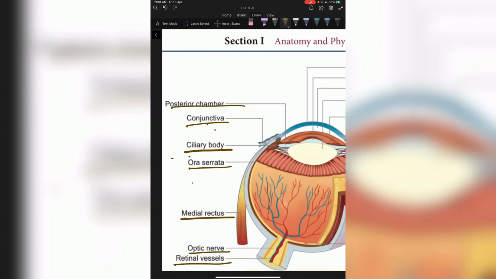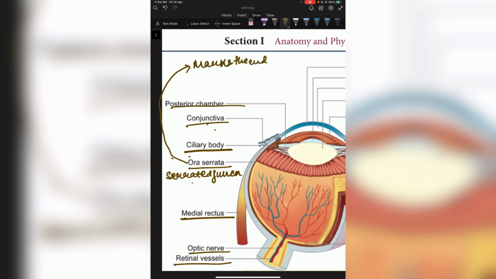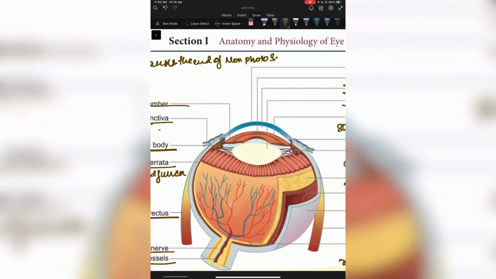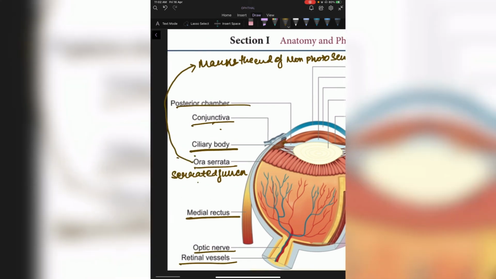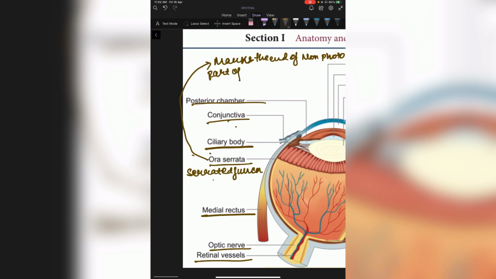So basically, your ora serrata is a serrated junction, serrated because it has a lot of lines. Now, what is the demarcation here? I'm writing it over here because it has a lot of space. It marks the end of the non-photosensitive part of the eye, and the beginning of the photosensitive part of the eye.